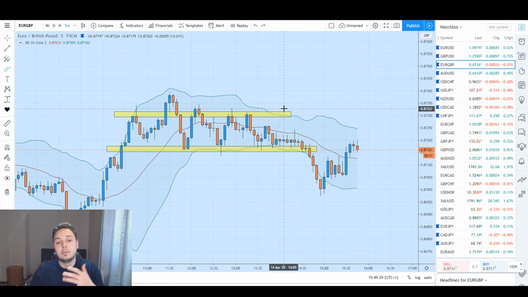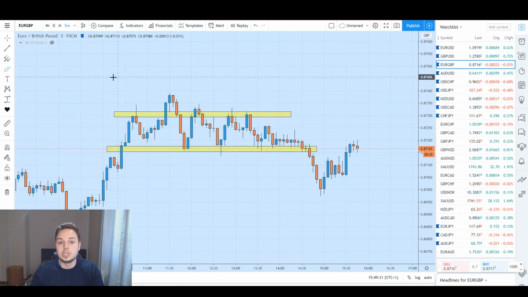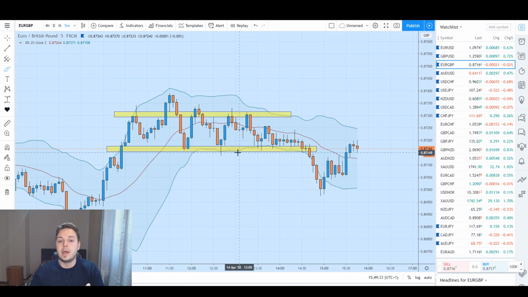You do support and resistance areas on the naked chart, and then you add Bollinger Bands to just confirm to yourself that this trade is correct.